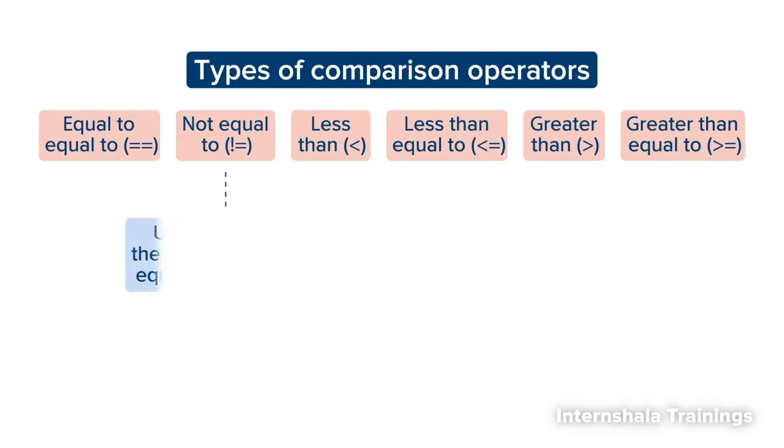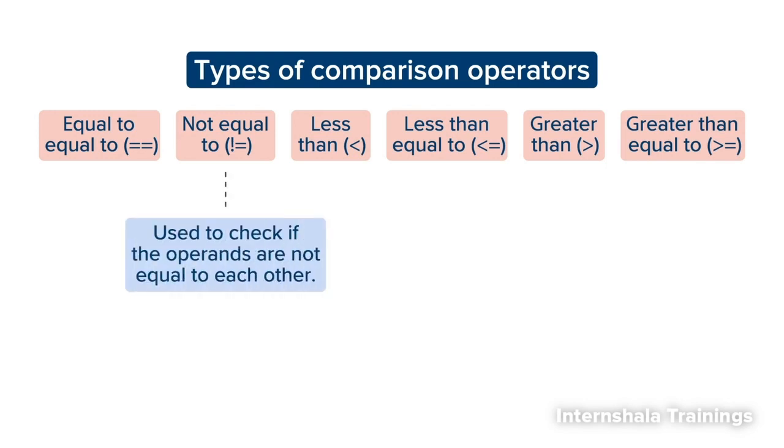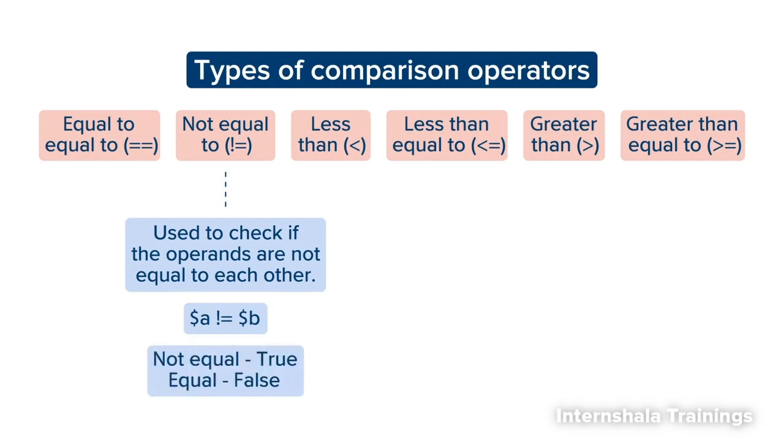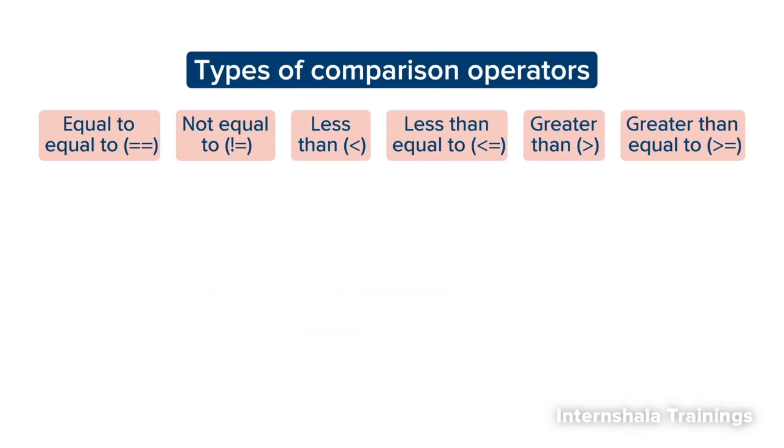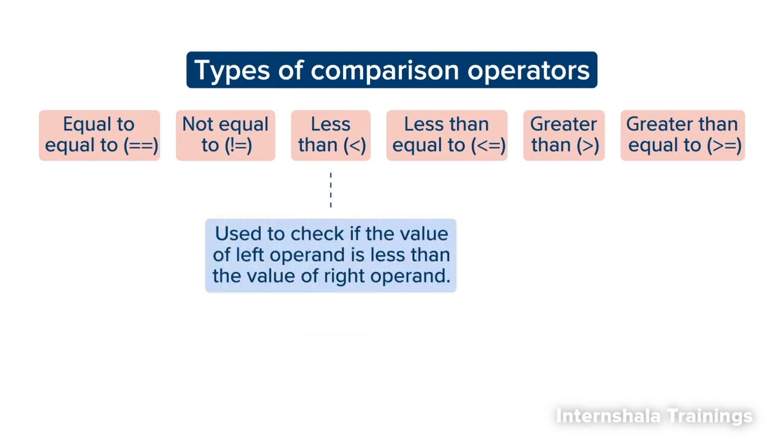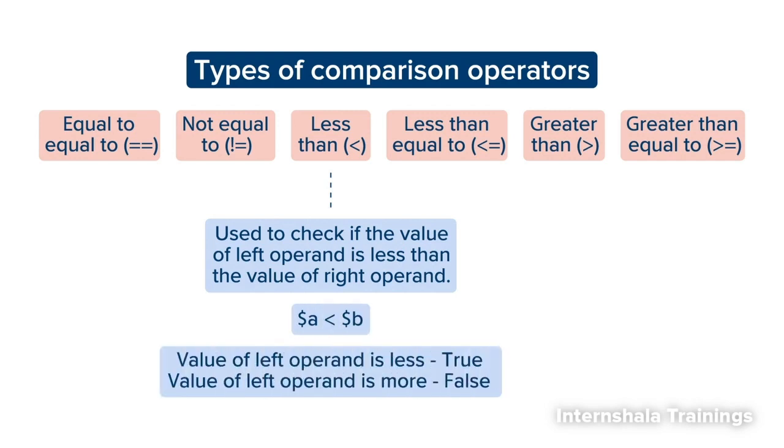Not equal to operator checks if the operands are not equal to each other. Like in this case, we are checking if the operands a and b are not equal to each other. It will return true if the operands are not equal to each other, else it will return false. Less than operator checks if the value of left operand is less than the value of the right operand. Here, if the value of a operand is less than the value of b operand, it will return true, else it will return false.